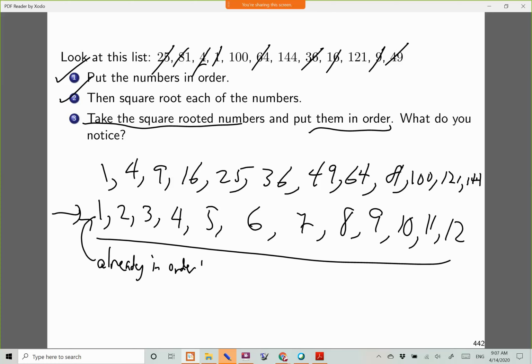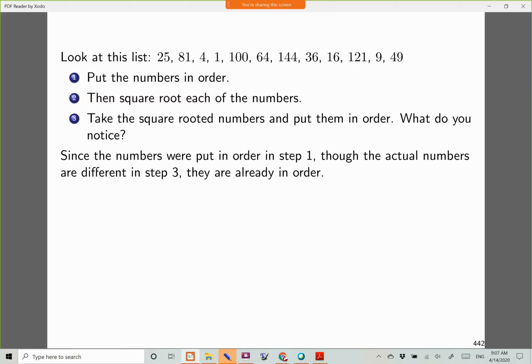Now I know this sounds silly, but the numbers were already put in order in step 1, and then the actual numbers we were looking at in step 3 were different because we square rooted, but they were already in order. I know this sounds strange, but if you have a bunch of numbers in order and then you do a process, depending on the process, the numbers that you have as a result might be in order or might not. There's no guarantee in general that the numbers you would have would be in order.